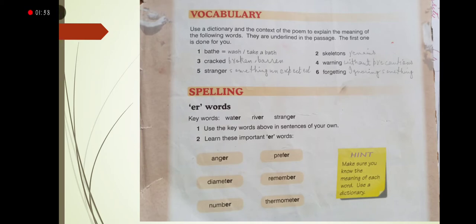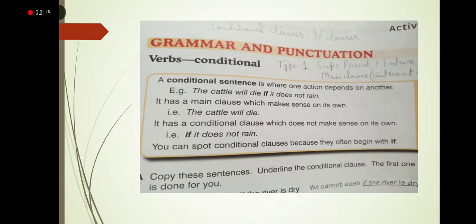So next part is the spelling part, and you have to pronounce these words on your own, and you must know the meanings as well, but you're not supposed to write them in your book. Anger, prefer, diameter, remember, number, and thermometer. So these are the words.